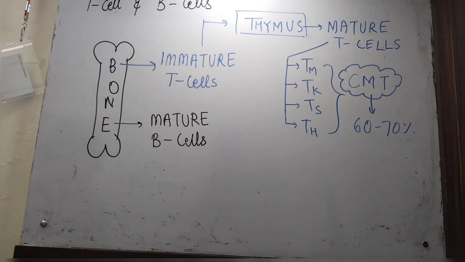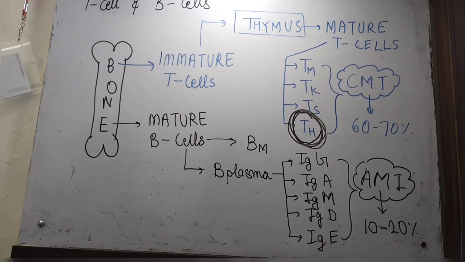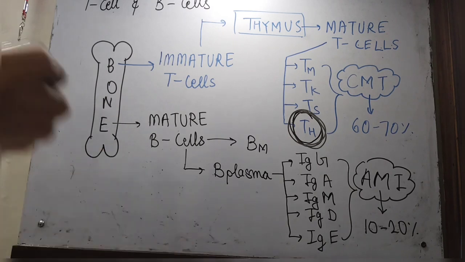The B cells mature in our bone marrow, not just form there. B cells are of two types, the B messenger cells and B plasma cells. The B messenger cells form the memory of the pathogen that is attacking us, and the B plasma cells form antibodies, which are the basis of our AMI, that is 10 to 20% of our total immunity.